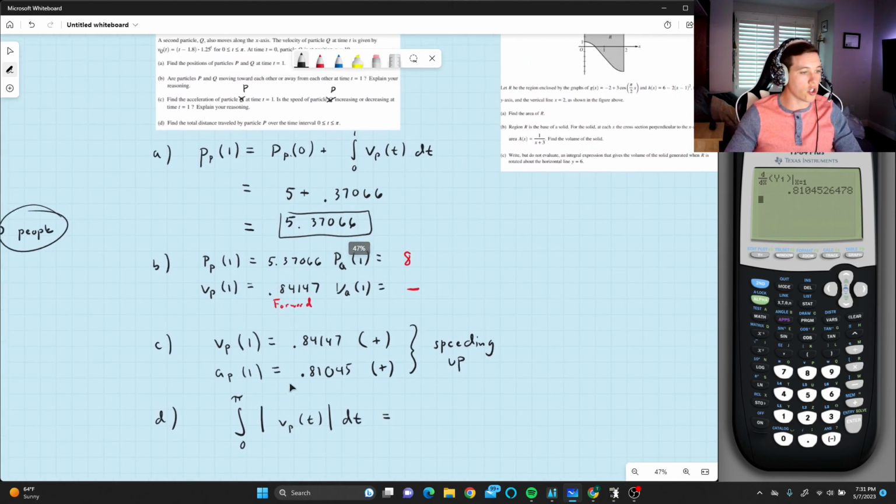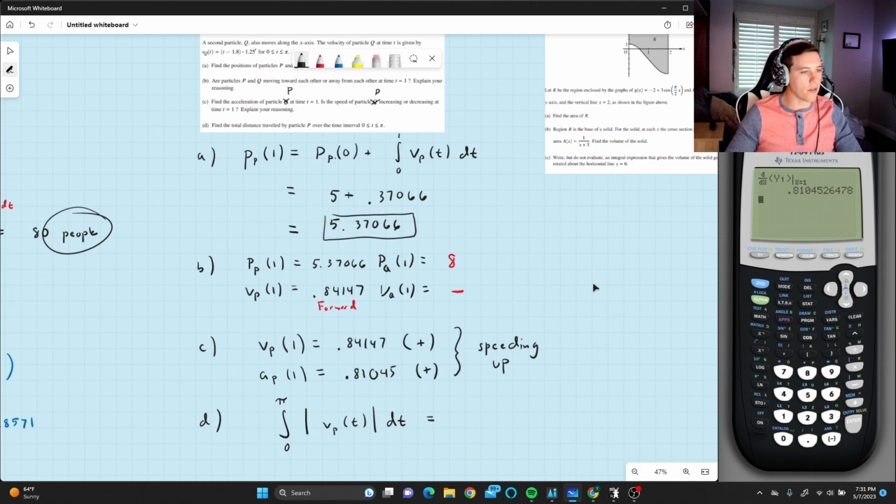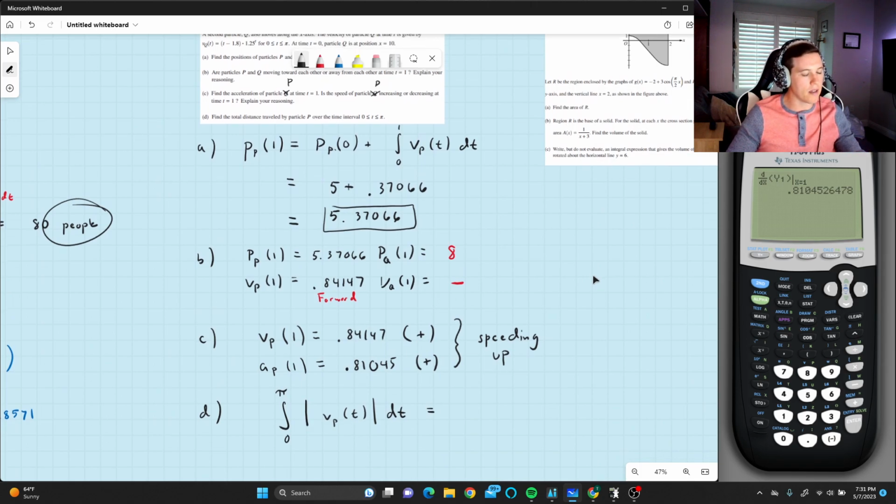It's probably 2 points. Show your setup and show your answer. It might just be 1 point. I don't know. But this is a good motion FRQ. This is the type of stuff you'll be asked. Sometimes they might ask displacement. At that point, you don't have absolute value. But in this case, total distance needs absolute value.